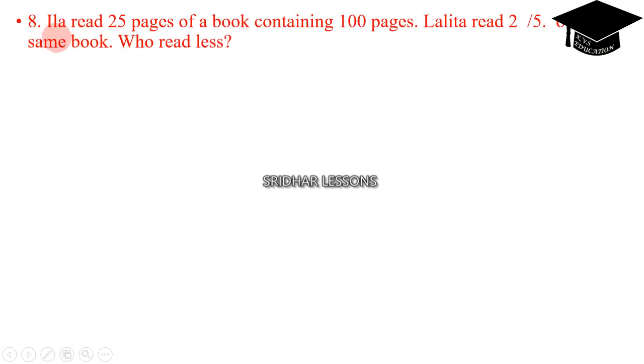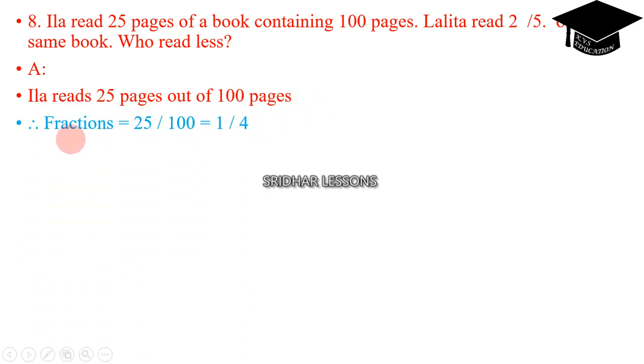Eighth question. Ayla reads 25 pages of a book containing 100 pages. Lalita read 2 by 5 of the same book. Who reads less? We have to compare the fractions. Ayla reads 25 pages out of 100 pages. That means if you convert into fractions, 25 by 100 equals 1 by 4.